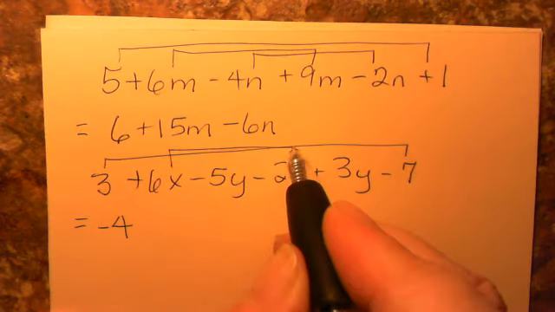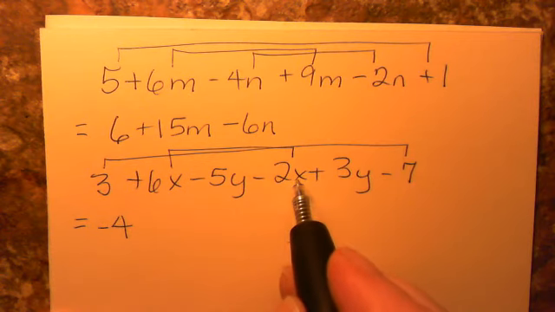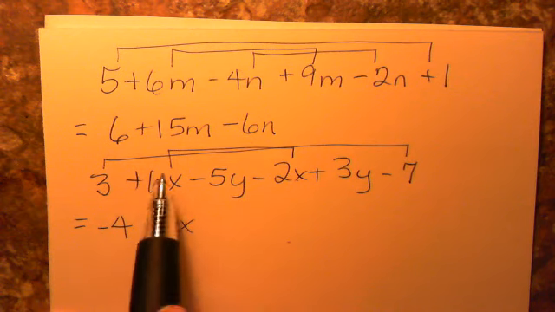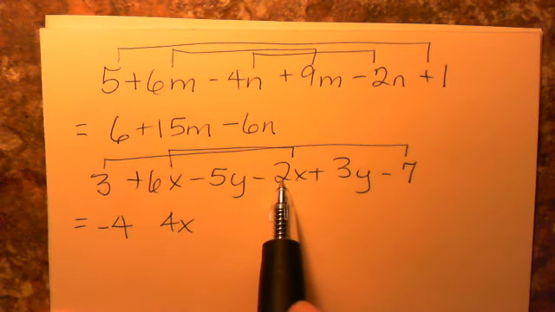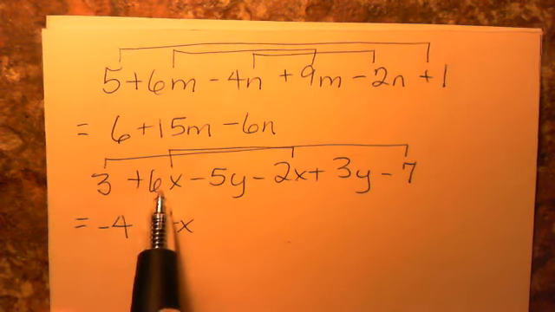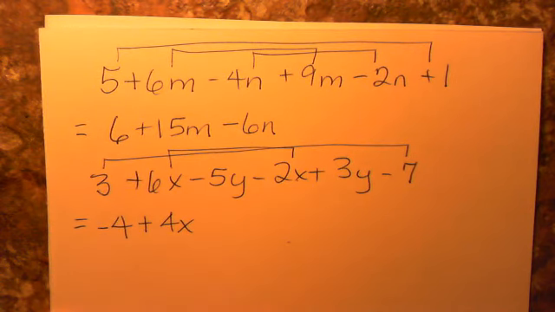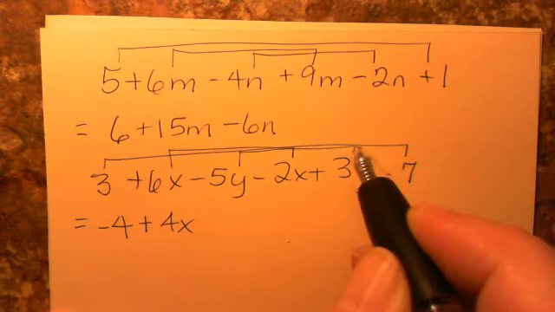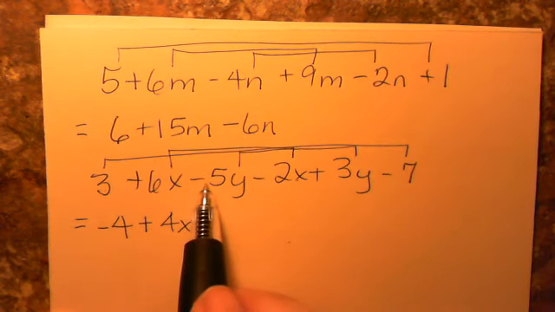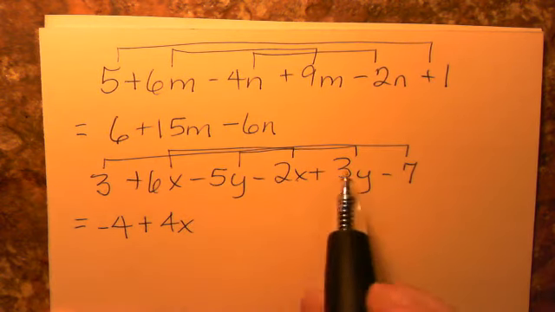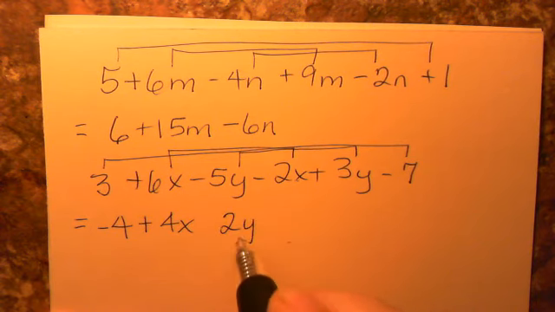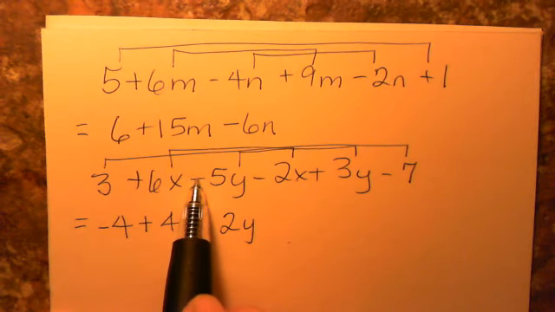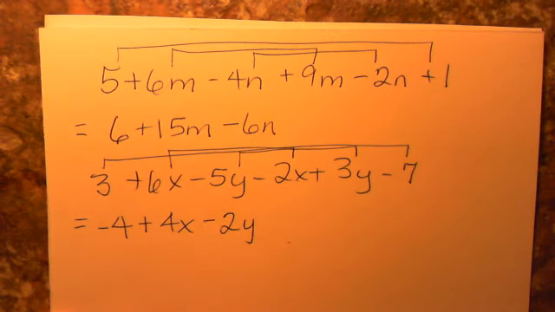Then we see that the 6x is like the 2x. Again, the signs are different, so we subtract. That gives us 4x, and we keep the sign of the larger absolute value. This time the 6 is larger, we keep the positive, or plus. And then we see that 5y is like 3y. Again, the signs are different, so we subtract 5 minus 3 for 2y. Keep the sign of the larger absolute value. This time 5 is larger and it's negative.